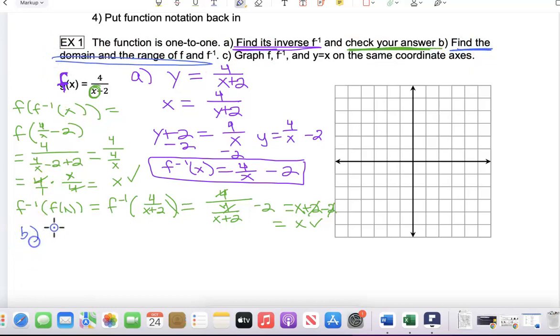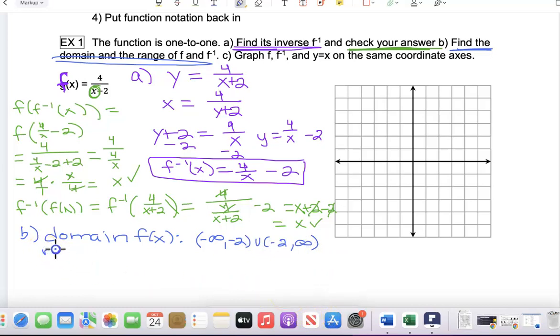So part B, my domain of f of x. So my original f of x is right here. And x is allowed to be anything except what makes the denominator 0. So that means that if it can be anything but what makes the denominator 0, x can't be negative 2. So it can go from negative infinity to negative 2, and then from negative 2 to infinity.